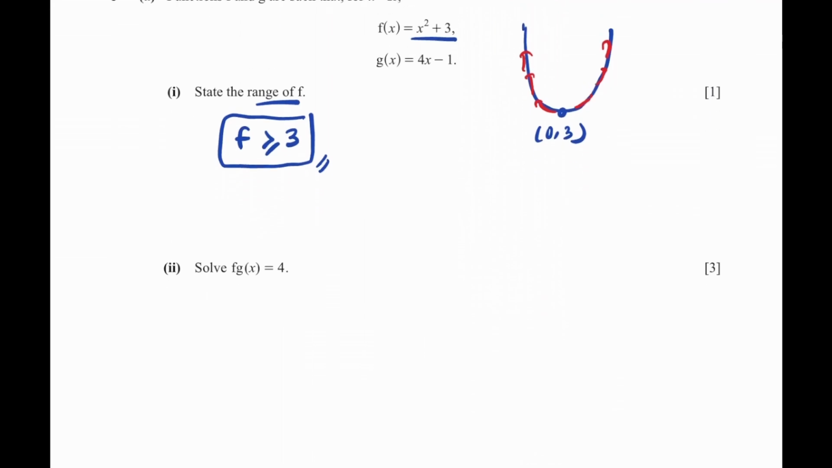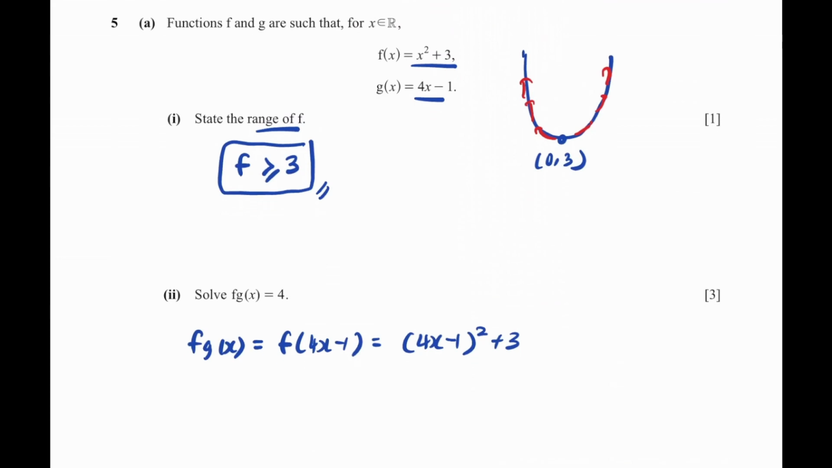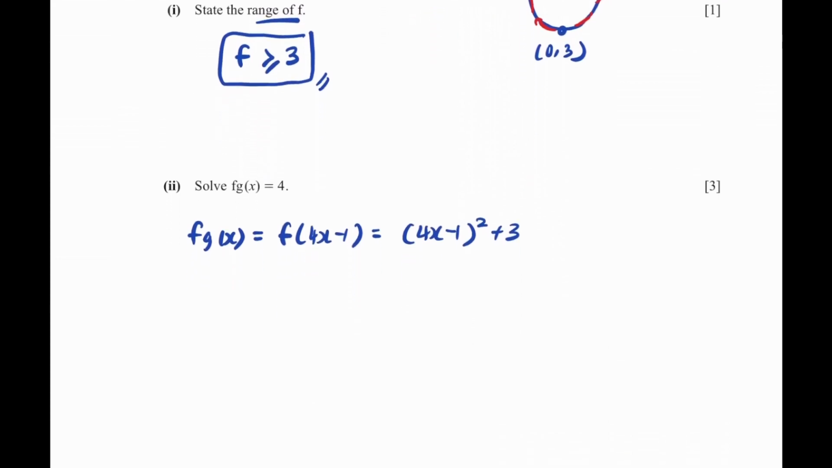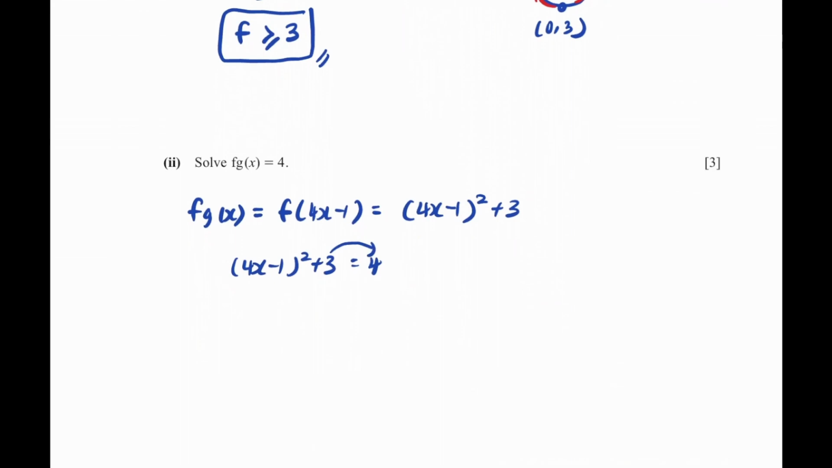How to solve the composite function f(g(x)) equal to 4? For f(g(x)), you definitely need to put g(x) inside f. So that would be (4x minus 1) squared plus 3. This is equal to 4, but don't expand yet because you are going to get into trouble later on if you expand. You might as well just solve it this way. Move the 3 over to the other side, so 4 minus 3 will be 1.